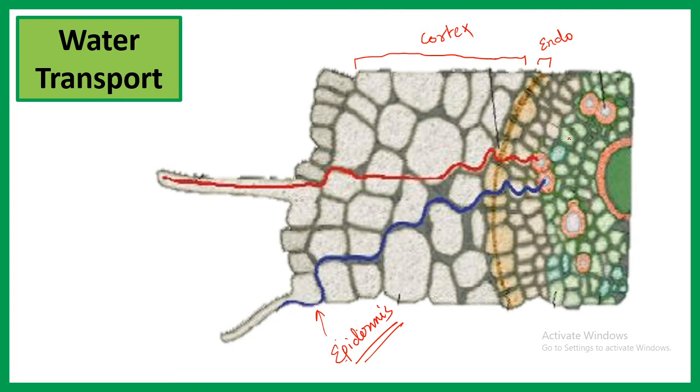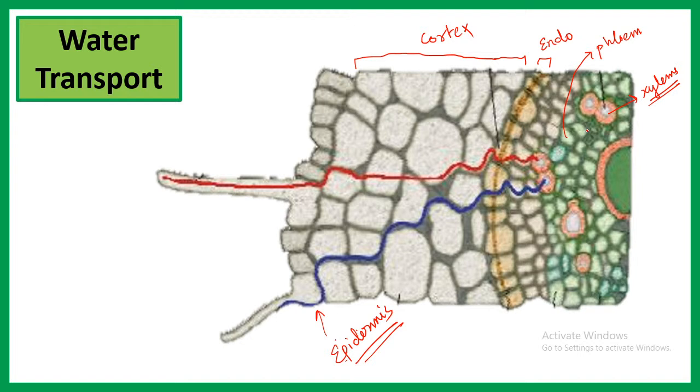Now in the vascular bundles, these green ones are your phloem, and these vascular bundles that you can see with orange boundaries, these are your xylem. Okay, right, this is a quick review of a root. Basically this is a dicot root.